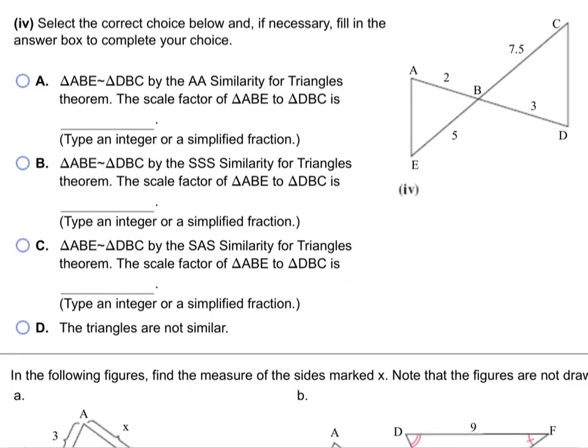Now this one's a little more tricky. Part 4. We're still on question 3. This is part 4 now. Are those two triangles similar? Are they the same shape? One's just a bigger version. Yes. How do we know? Side angle side.